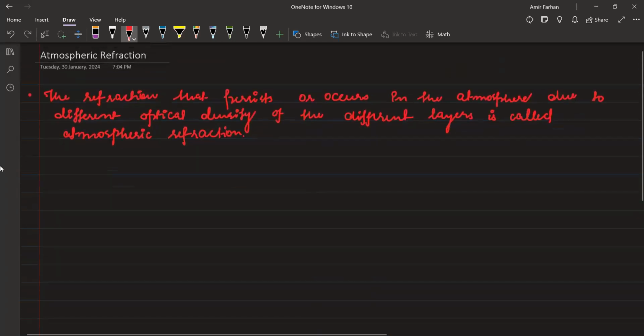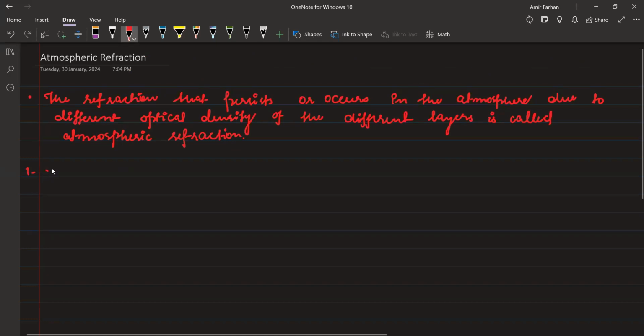Let's understand the first phenomenon, that is twinkling of stars. Twinkling of stars is basically due to atmospheric refraction. You know that the stars are very far away from the earth. Yes or no? Yes sir. Because of the distance and the different densities of the layers, the intensity changes at each level in the atmosphere.